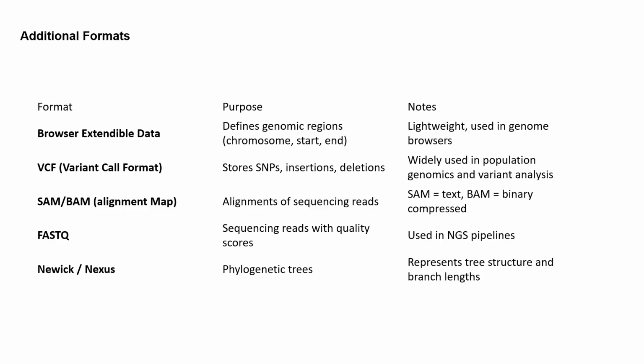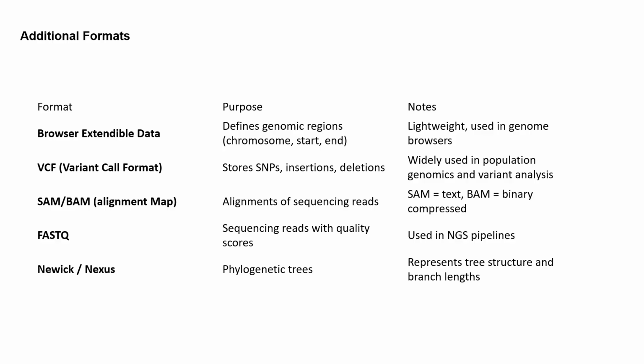SAM and BAM are alignment maps that include sequence read alignments. SAM alignment is text based, and BAM alignment is binary compressed. Both of these are computer readable, and larger files are compressed into smaller spaces, so these are storage friendly. FASTQ holds sequencing reads with quality scores, Q for quality, and is used in NGS pipelines.